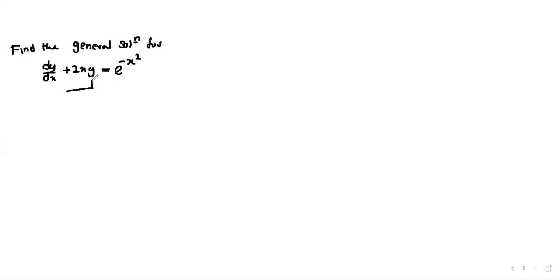Find the general solution for dy by dx plus 2xy equals e to the power minus x squared. Now you can see here the differentiation of y is here.